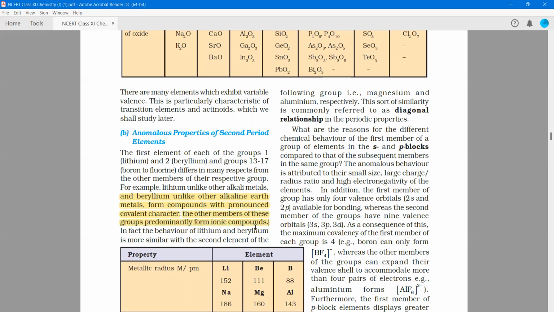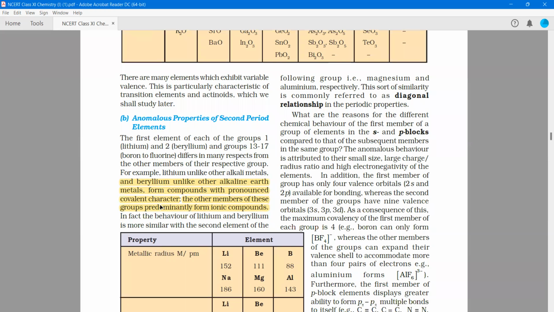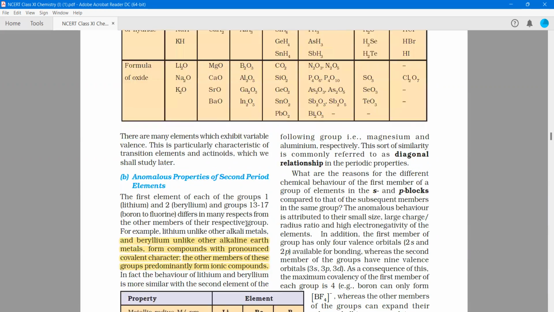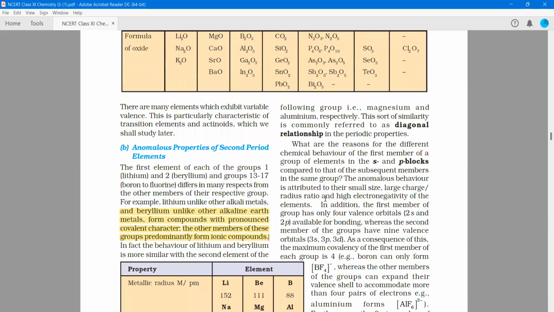Because when you go down the group, the metallic character is increasing, and that is why you form more ionic bonds. But lithium and beryllium more predominantly form covalent compounds. In fact, the behavior of lithium and beryllium is more similar to the second element of the following groups, that is magnesium and aluminum respectively.